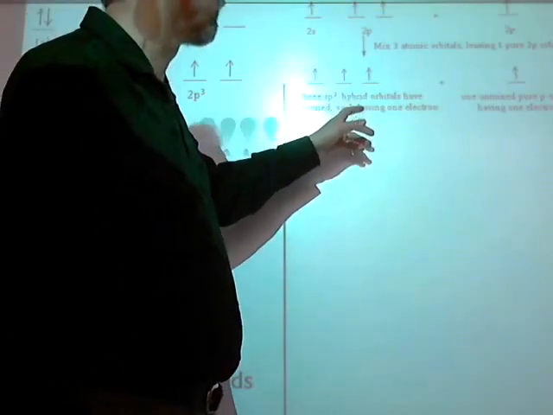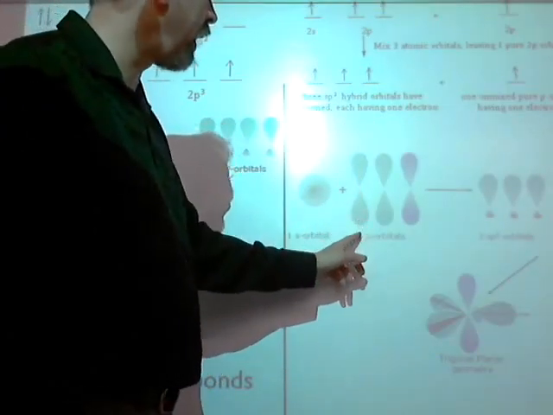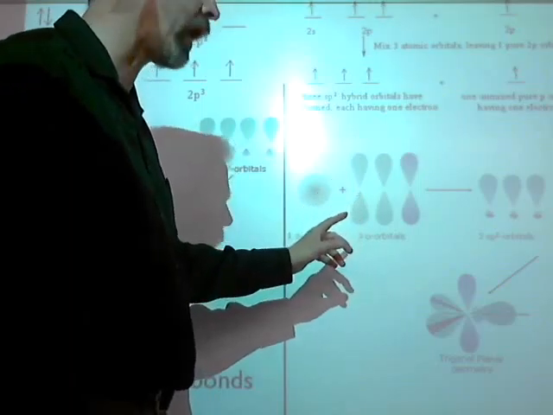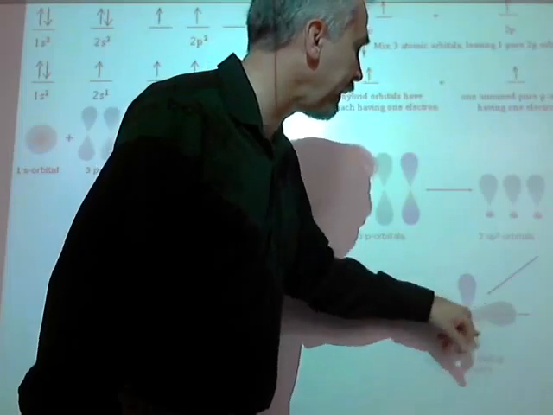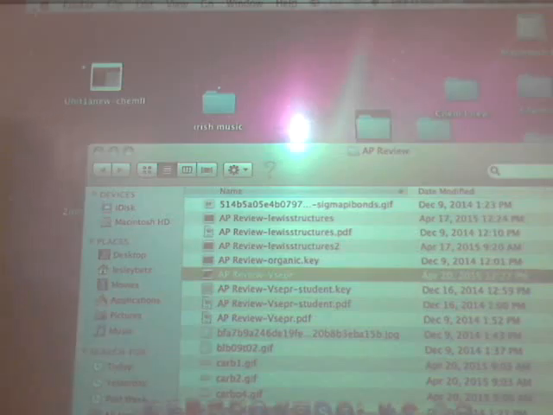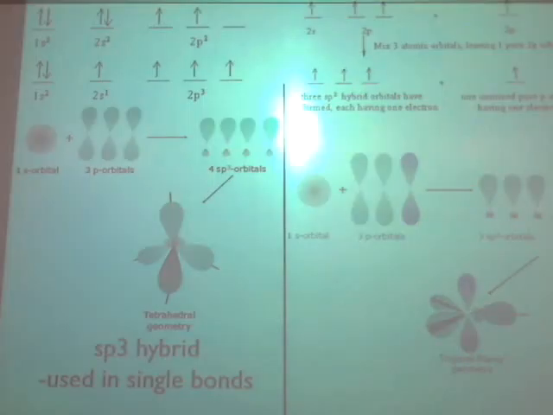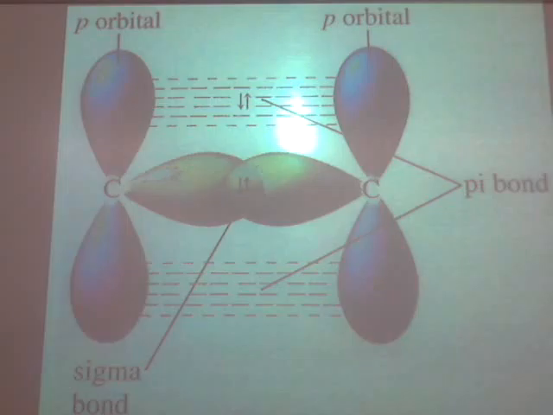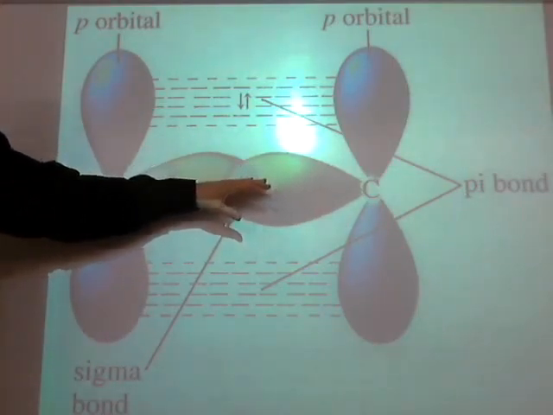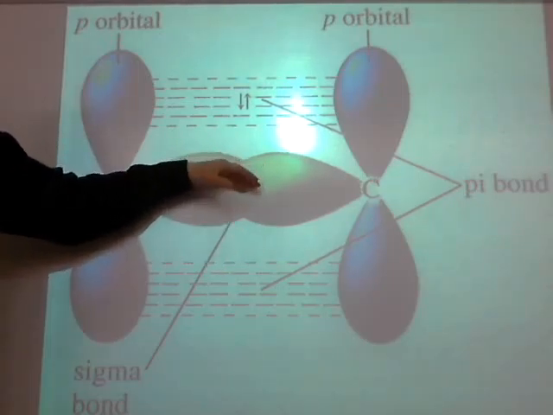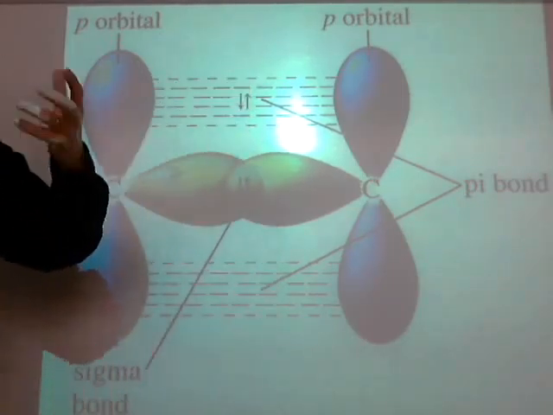I could put together, for example, one s orbital and two of the p orbitals, giving sp2 hybrids. That leaves one, this purple p here, open to form another bond above and below it. So you have the sp2 hybrid forming a sigma bond here and the pi bond forming over there, so it doesn't allow rotation.